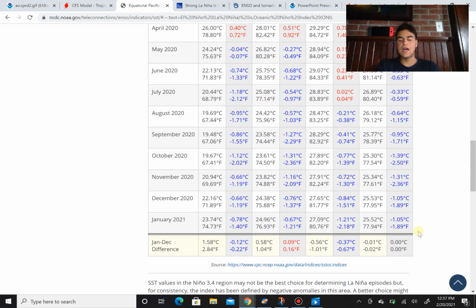And not only that, they're not only slightly in the La Nina phase at this point, they're so deep in it, with sea surface temperature 1.05 degrees Celsius below average, and the threshold for a La Nina phase is right around negative 0.5 degrees Celsius. But as of right now, at least in January, the sea surface temperature anomaly was minus 1.05 degrees below average.